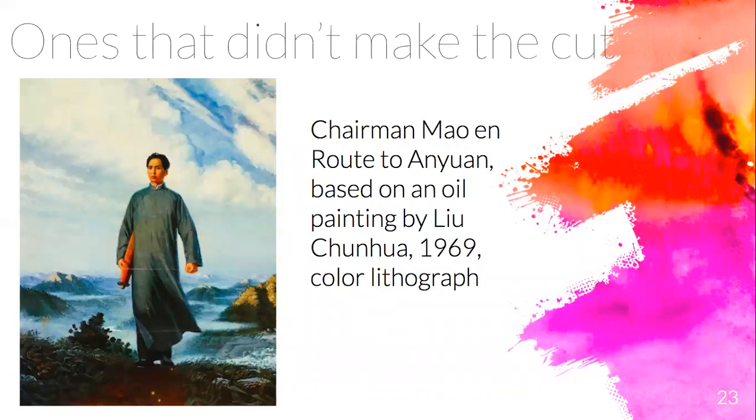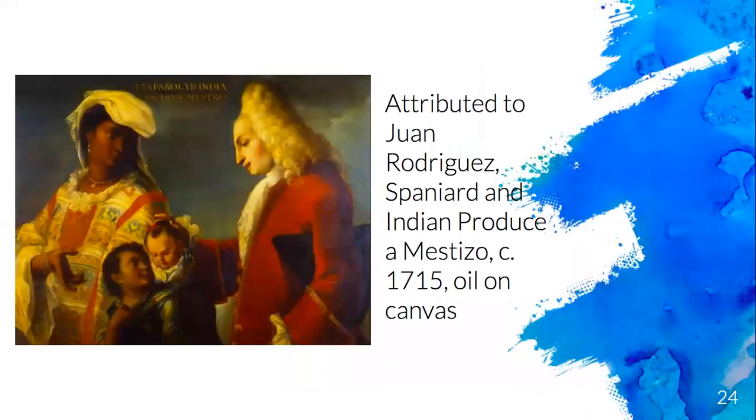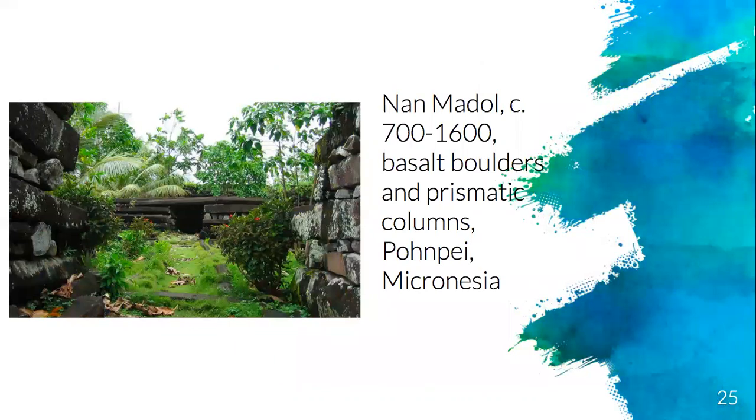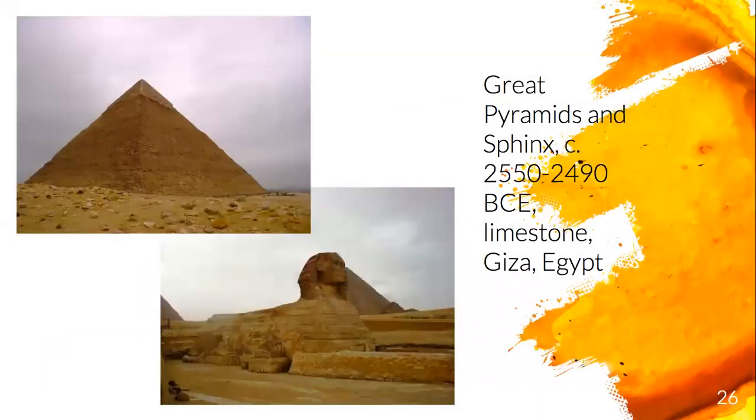Here are other paintings and examples of propaganda throughout art history. This is Chairman Mao and Route to Anyuan, based on an oil painting in 1969 and is a color lithograph. This is Spaniard and Indian Produced a Mestizo, 1715, oil on canvas by Juan Rodriguez. This is Nan Madol, made from 700 to 1600 with basalt boulders and prismatic columns in Micronesia. Great Pyramids and Sphinx, made in 2550 to 2490 BCE with limestone in Giza, Egypt.